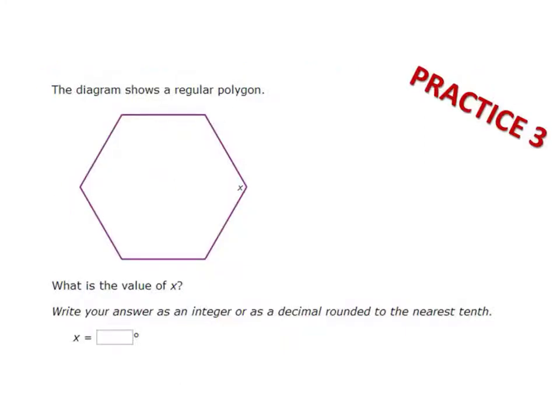Your practice 3, the diagram shows a regular polygon. That means all of the angles have the same measurement. They want to know what is the value of x.